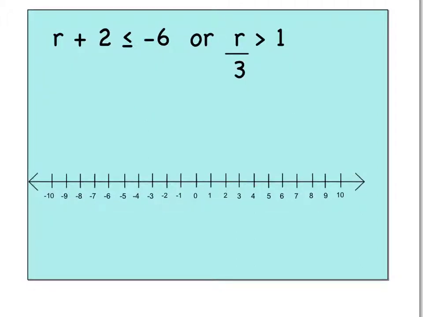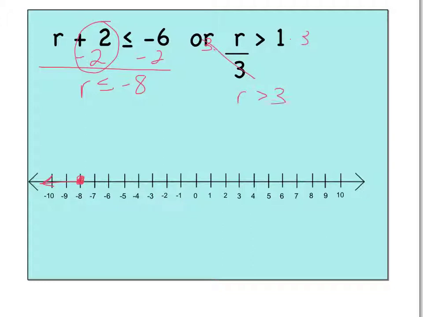On the next one, we'll go ahead and we'll solve. R is less than or equal to negative 8. So closed circle, less than or equal to. Multiply both sides by 3. R is greater than 3, so open circle, shade to the right.